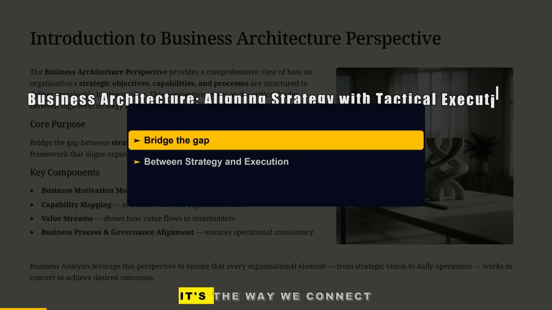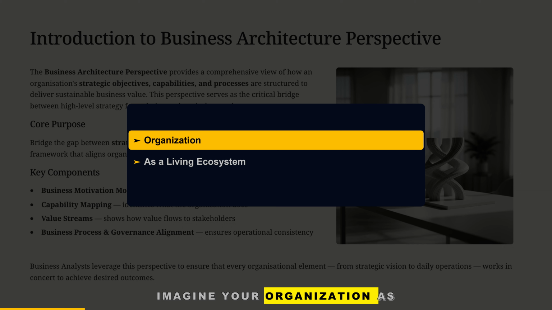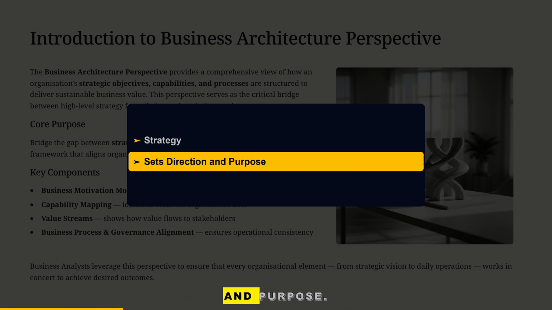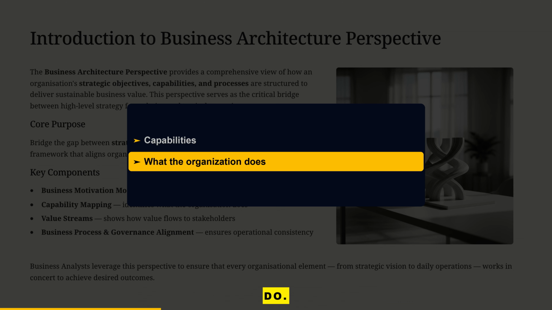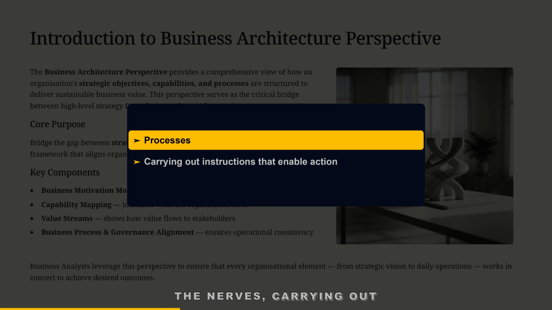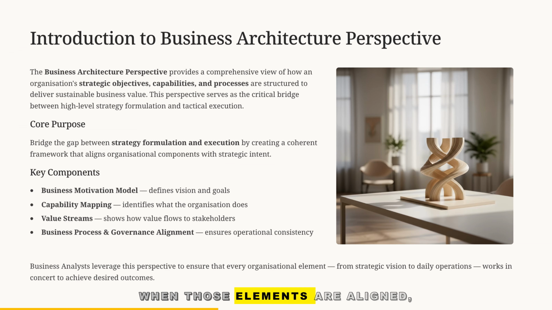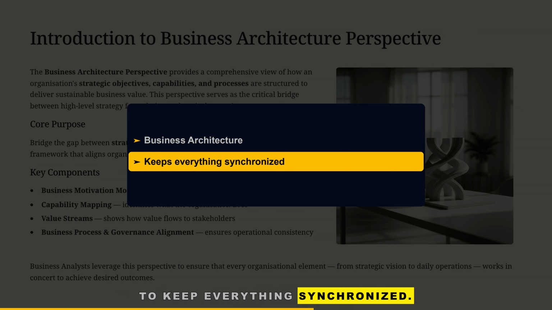In simple terms, it's the way we connect strategy formulation to execution. Imagine your organization as a living ecosystem. The strategy is the brain, setting direction and purpose. Capabilities are the muscles, the things your organization can do, and processes are the nerves, carrying out the instructions that make action possible. When those elements are aligned, the organization moves gracefully. When they're disconnected, strategy may be strong, but execution stumbles. That's why business architecture exists, to keep everything synchronized.